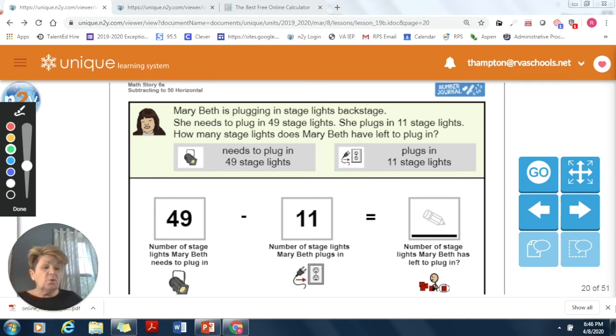Well, why don't we draw hash marks? And let's see if that helps us. So let's do 9 marks. 1, 2, 3, 4, 5, 6, 7, 8, 9, and 1 mark. Okay, so let's do, okay, and we're going to take away our 1 mark and count how many we have left of our hash marks. Okay, and then let's count them together.